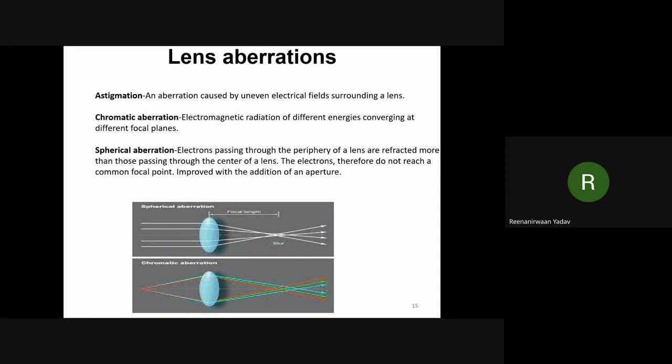Then we come to spherical aberration. This is a similar kind of aberration to what we deal with in optical microscopy with glass lenses, where the edges of our magnetic lens bend more. So the electrons which pass through the edge of our electromagnetic lens focus before our focal plane, which leads to blurring of our image. We can manage this by using an aperture to limit the portion coming from the edges of our magnetic lenses.